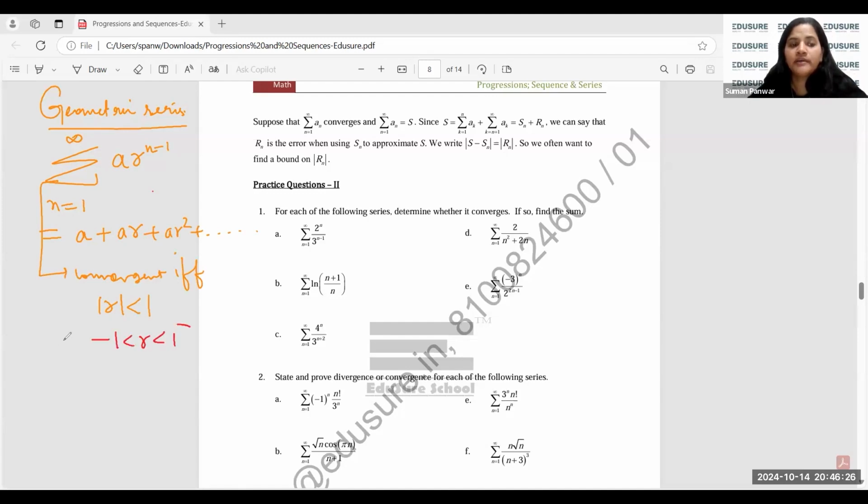So what is the sum in that case? The sum will be a upon 1 minus r.